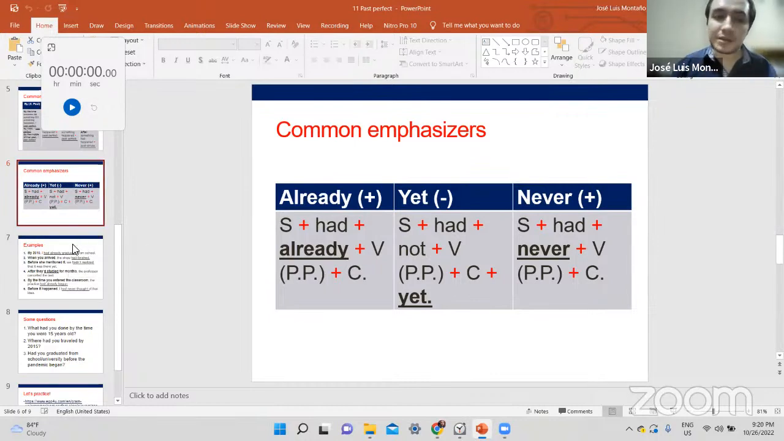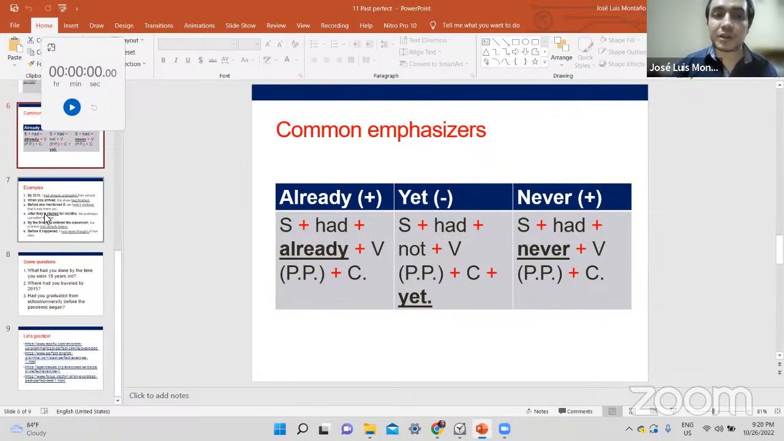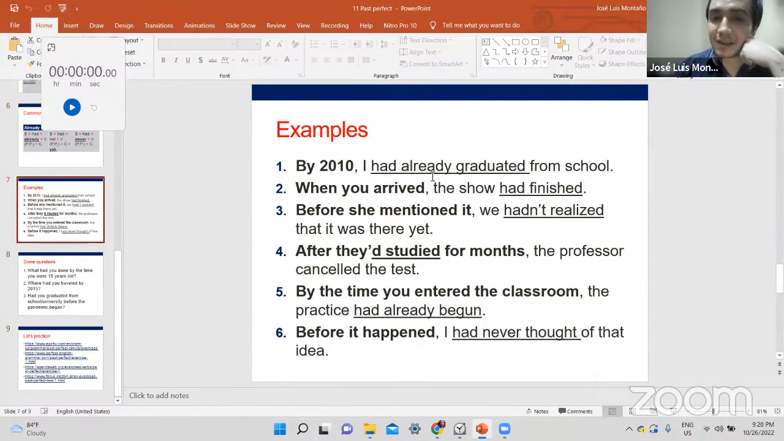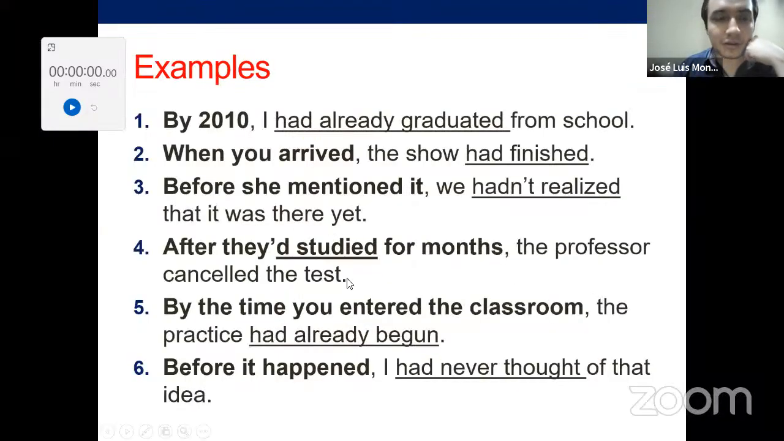We only have 5 minutes, and that's going to be just to read examples. As you can see, these are the last 3 slides. So I'm showing you that you can use already with the past perfect. You can use yet with negative sentences, and you can use never with affirmative sentences that have negative meaning. All right, but let's actually see that in use by reading these examples. And you're going to help me out, please, in the first part.